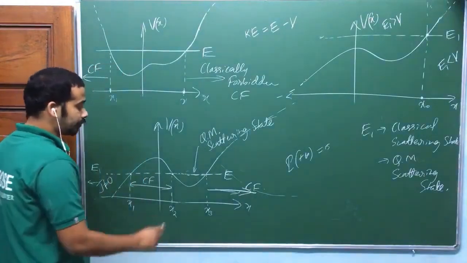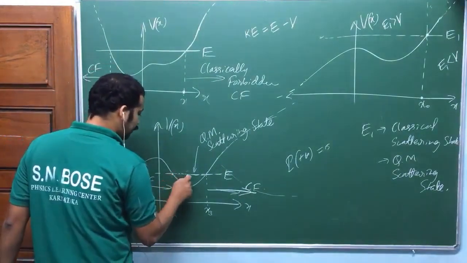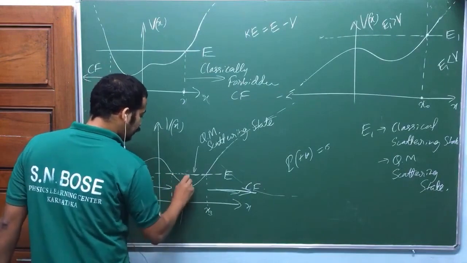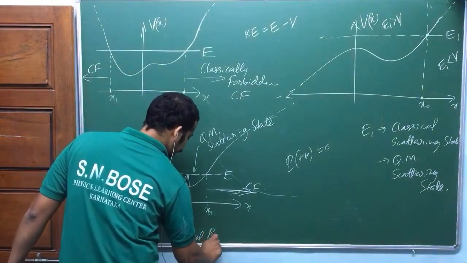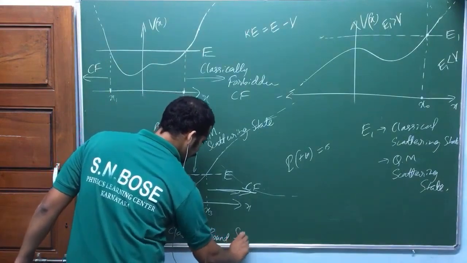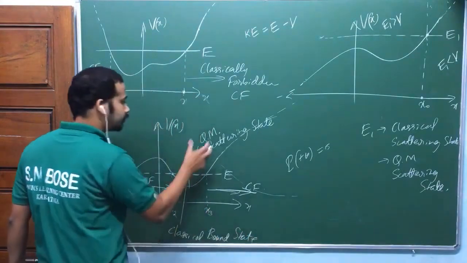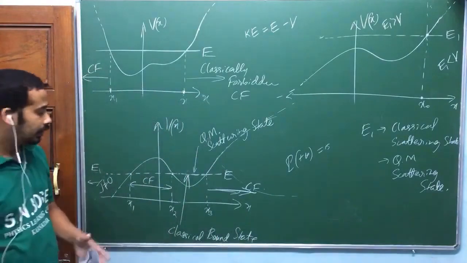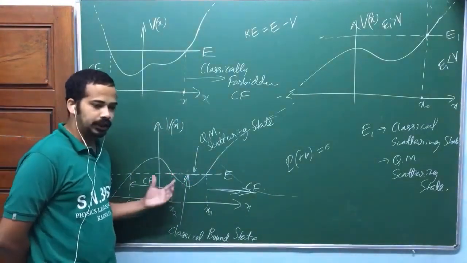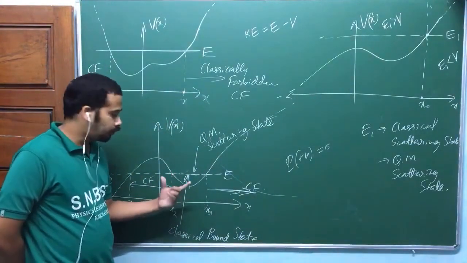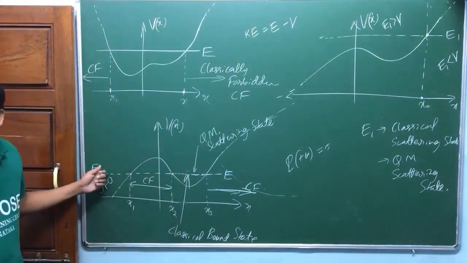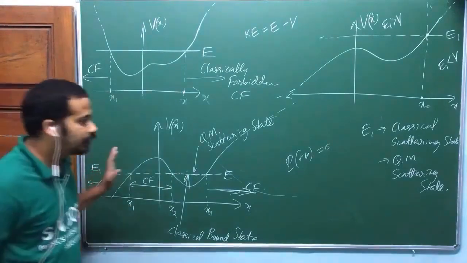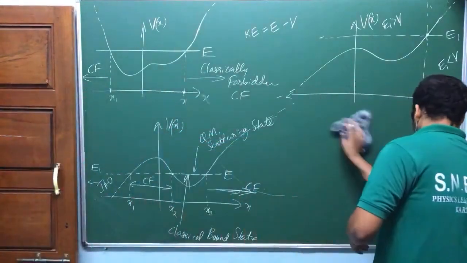Look at this region. If you start here, this is a classical bound state. But this is a quantum mechanical scattering state, because classically if you keep the particle here, it will never escape. But quantum mechanically if you keep the particle here, it can escape to this one. We call that tunneling. The best example is alpha decay.